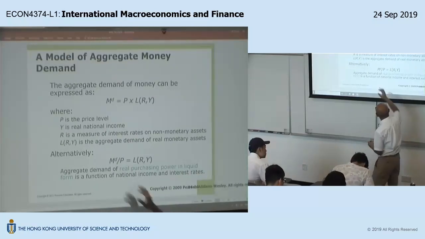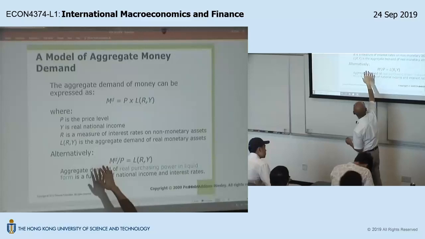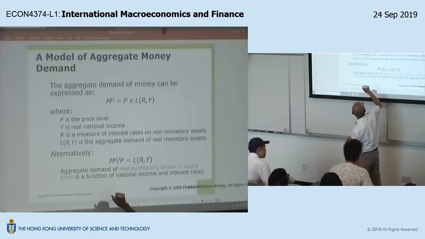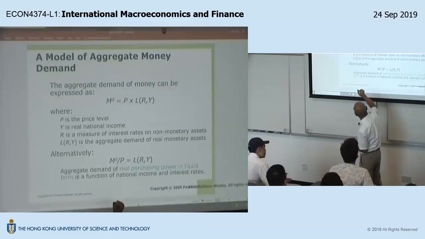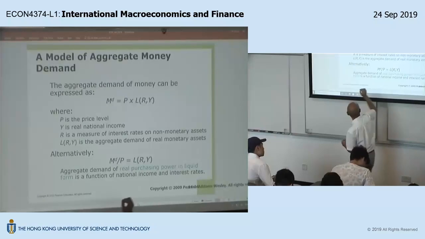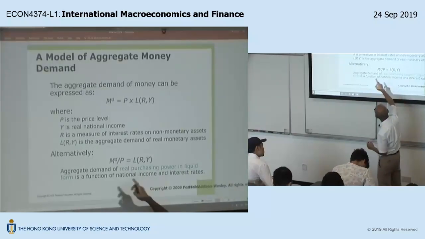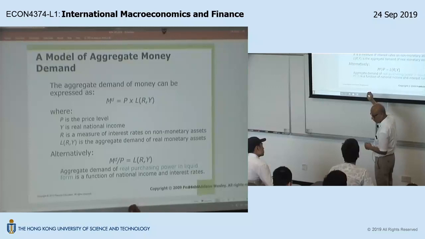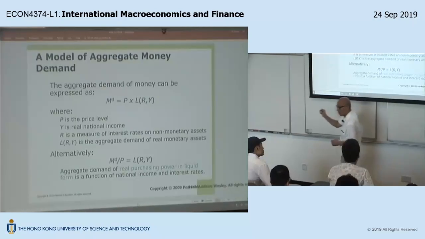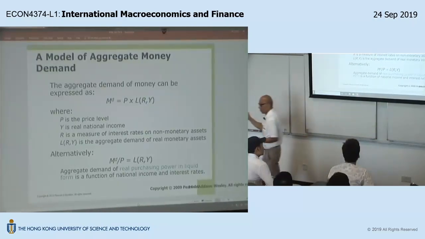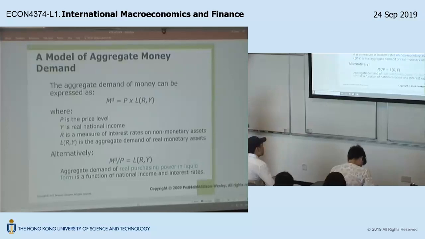Now, first of all, before we move further, I want you to pay attention. This Y is the real national income. It's real. It's not nominal. It's the real income. It's the real GNP. It's not the nominal GNP. It's the real, okay?